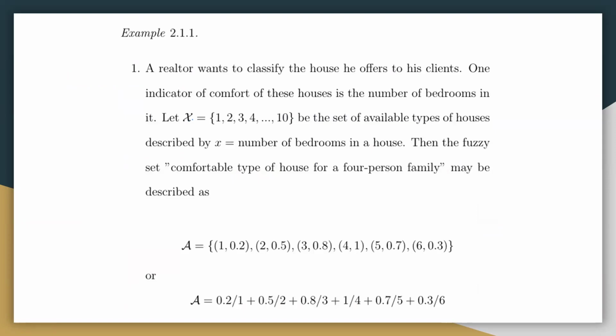So this is just an example showing how to write down the representation given a question like this. A realtor wants to classify the houses he offers to his clients. One indicator of the comfort of these houses is the number of bedrooms. Say, for example, the universe is given by 1, 2, 3, 4, etc. till 10. This will be the set of available types of houses, where an element describes the number of bedrooms in a house.